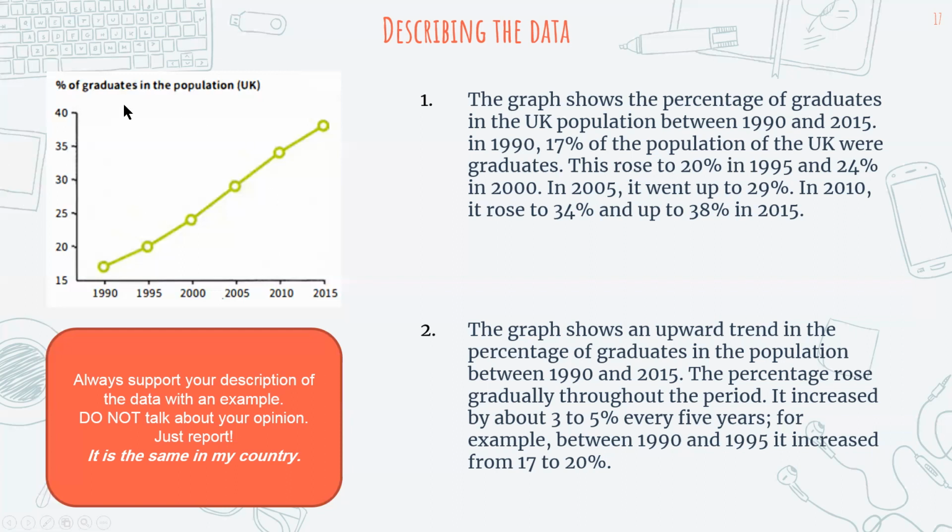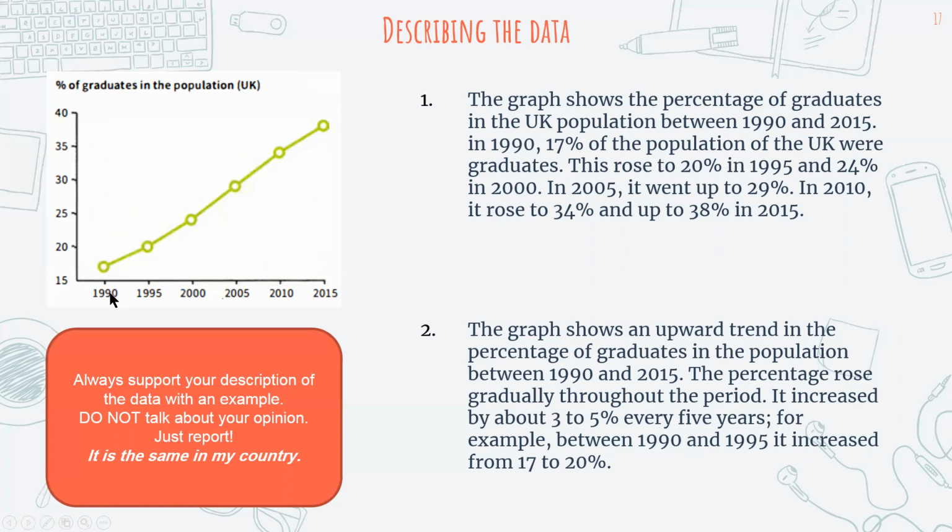And this trend is in the percentage of graduates in the population of the UK between the period of 1990 and 2015. Okay. The percentage rose gradually throughout the period. Oh, I love this one, because this is what actually happened. It rose gradually during the period, throughout the period. Gradually. It was a gradual increase.